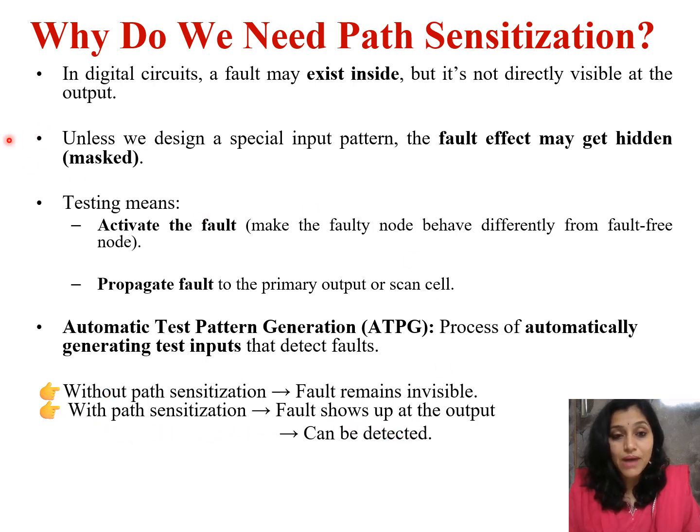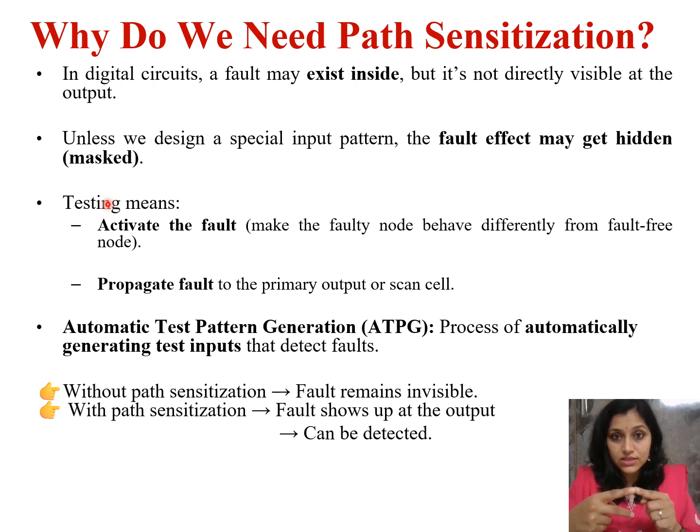Then see here, masking of a fault means what? Suppose I have one AND gate. It has two inputs, A and B. Let's say B input is stuck at 0. If I apply 1, 1, I will get 0 and I'll say the fault is present. But what if A is continuously receiving 0?